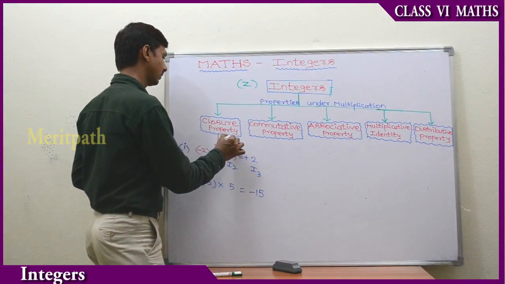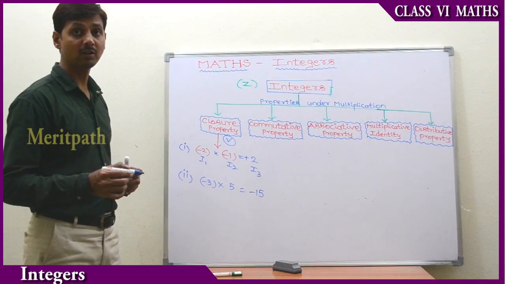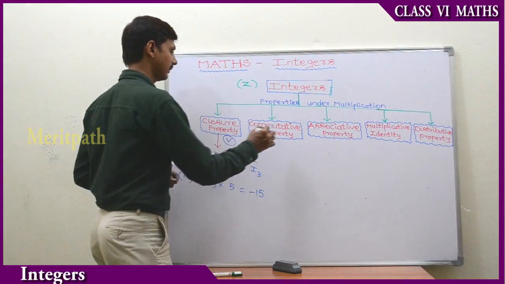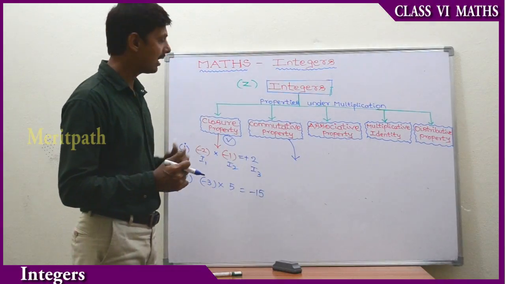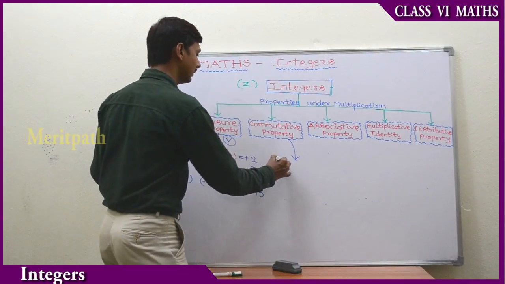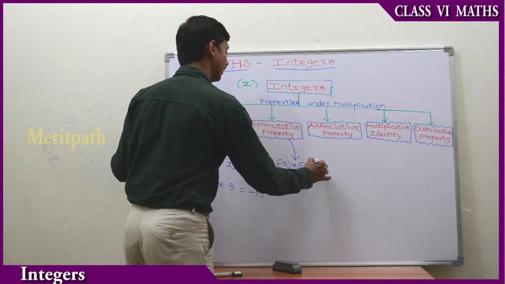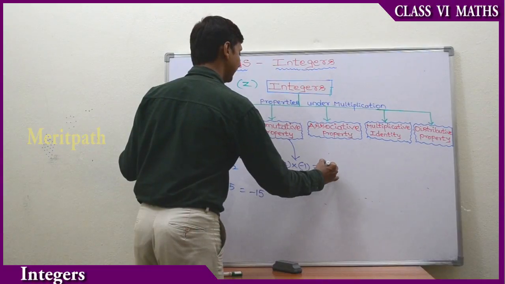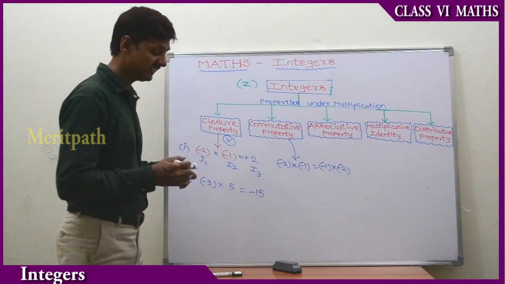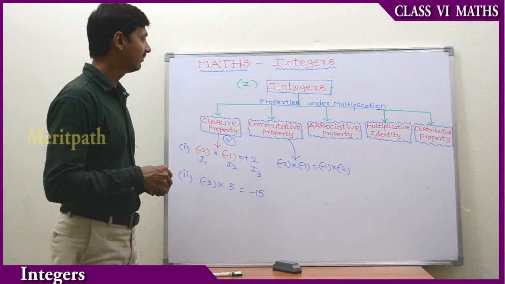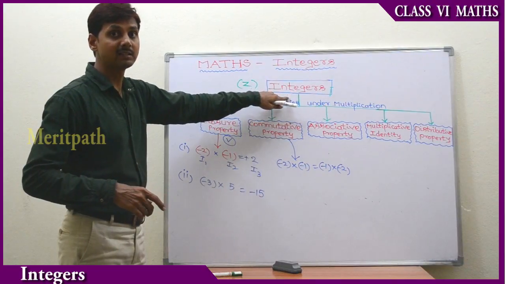So let's go to the next concept, that is the commutative property. Commutative property of multiplication over integers. We learned about the commutative property in the previous class. That is, take two integers and change their places, minus 1 into minus 2. Then we need to get the same result on both sides. Then we say that the commutative property of multiplication over integers is applicable.